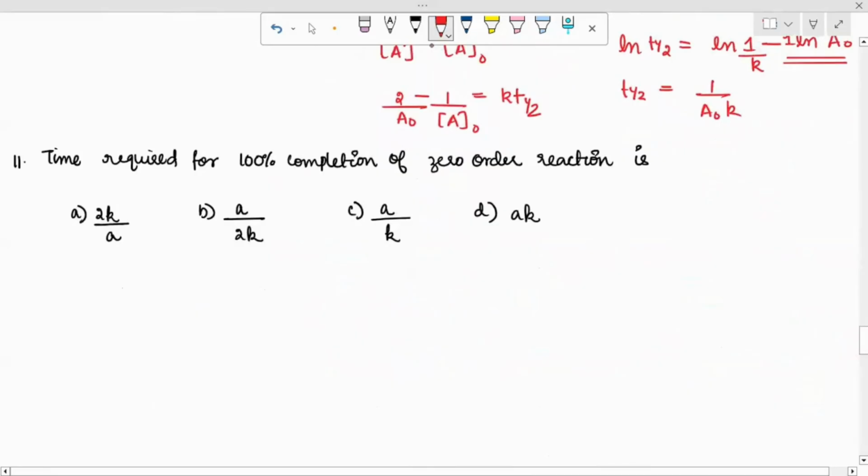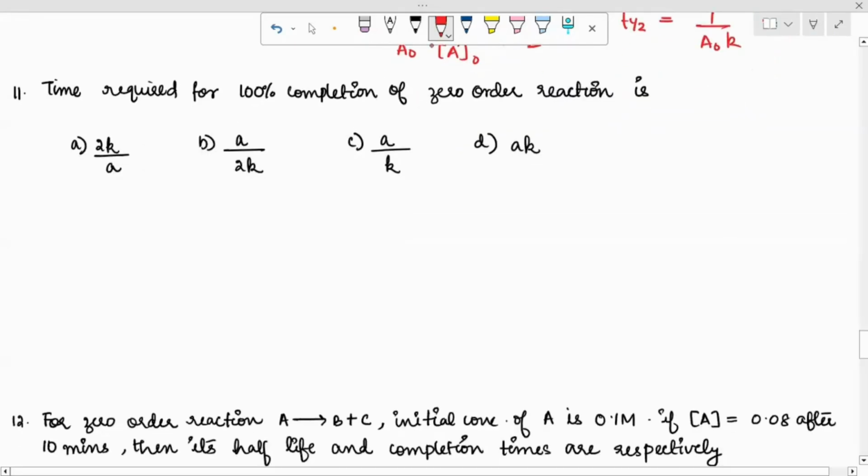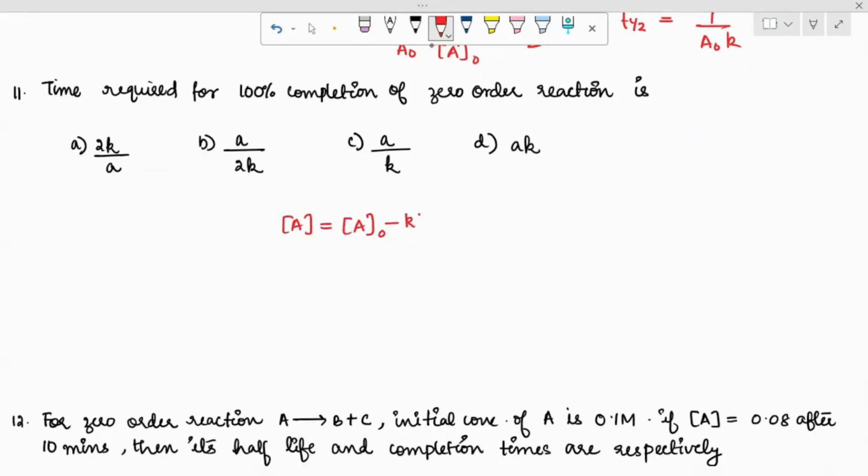Okay. Question number 11. The time required for the completion of zero order reaction is very easy. Come back to our equation. A is equal to A naught minus KT. At completion, this becomes 0 is equal to A naught minus KT, or time at which completion has attained is equal to A naught by K. A naught by K, option C.